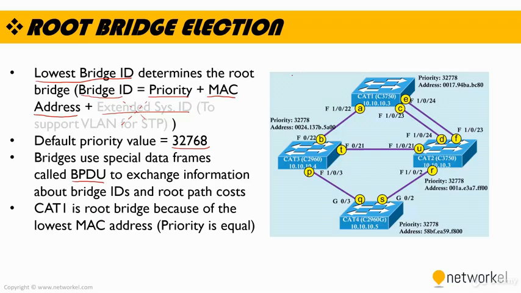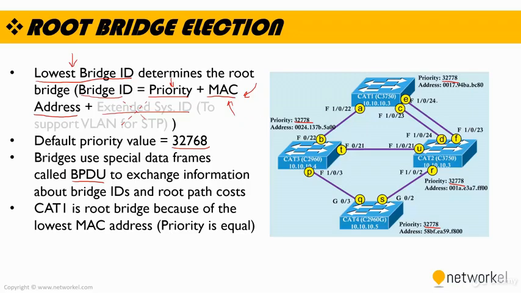So let's take a look at this example and try to determine the root bridge. The first thing we need to check is the priority value. As you can see in the figure, priority values are the same for the switches. So the second thing we need to check is the MAC address. Because we need to find the lowest bridge ID, we need to find the lowest MAC address. The switch which has the lowest MAC address will be our root bridge in this scenario.